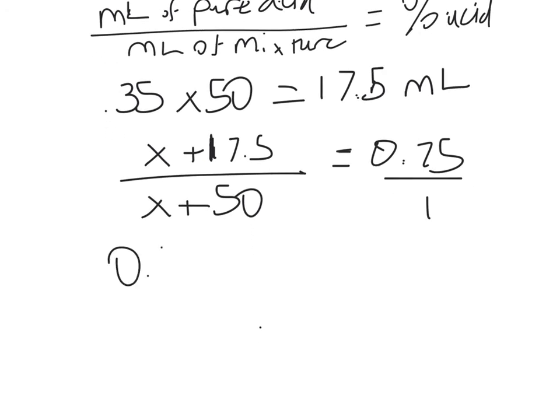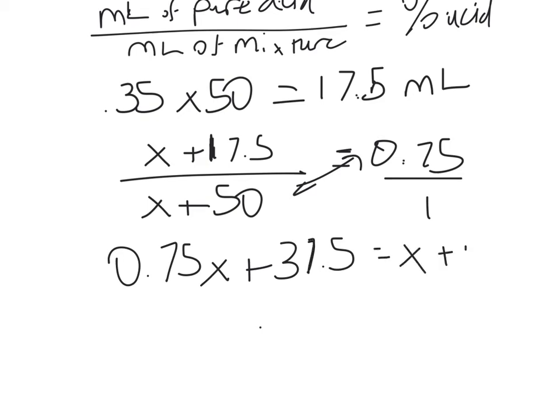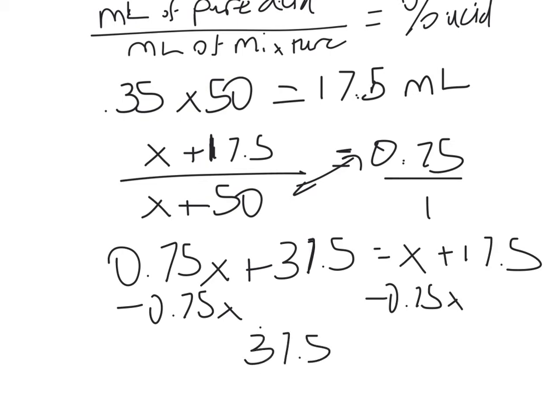You get 0.75x plus, don't forget to distribute to the 50, which gives us 37.5 equals x plus 17.5. Subtract the 0.75x over to the other side. So then you get 37.5 equals 0.25x plus 17.5.